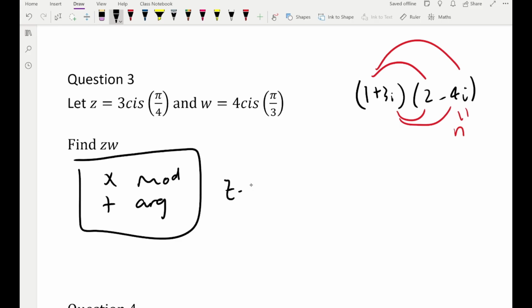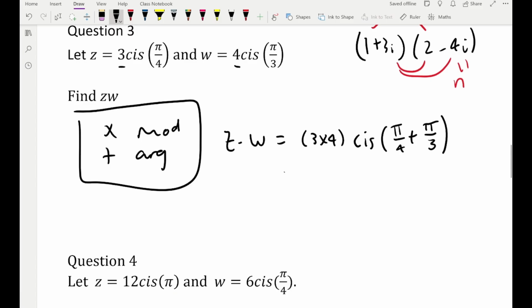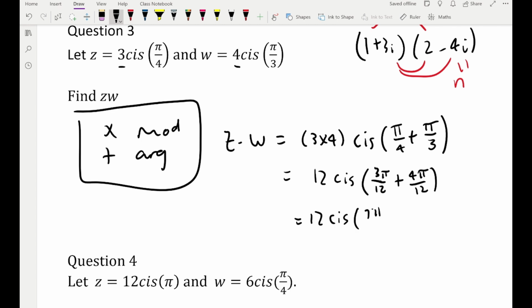So z times w equals, 3 times 4 would be the modulus, and cis of pi over 4 plus pi over 3. Just like that. Times the modulus, you get 12. Add the argument, well, maybe I could write these both over 12. So that's 3 pi over 12 plus 4 pi over 12. If I add those together, I get 12 cis of 7 pi over 12.